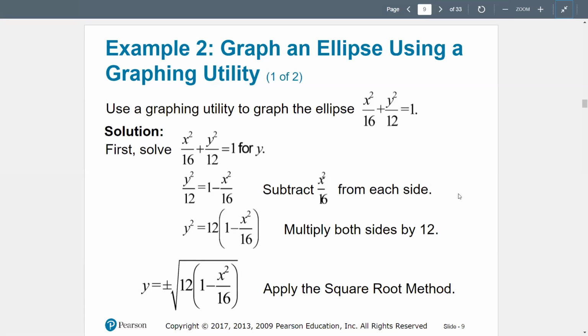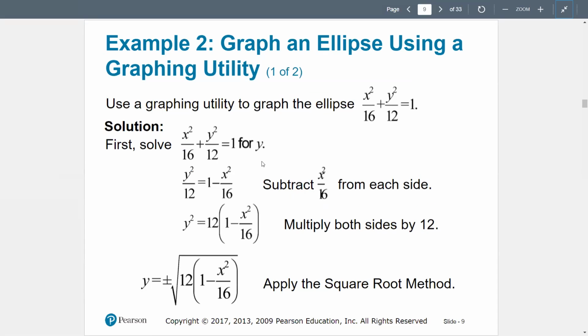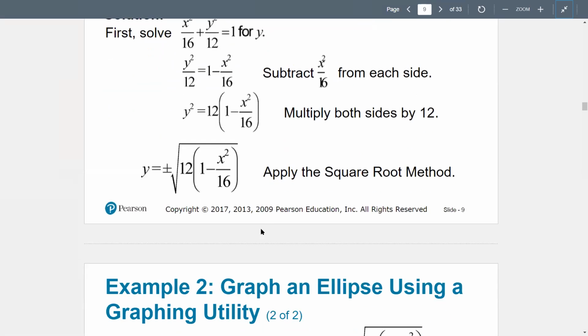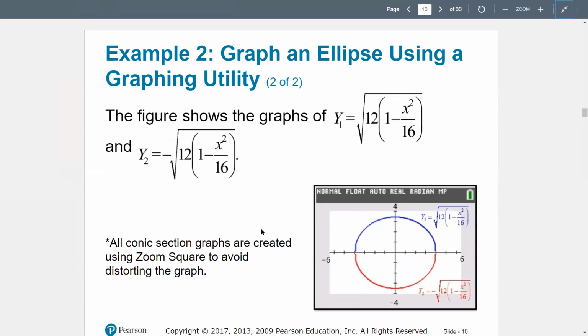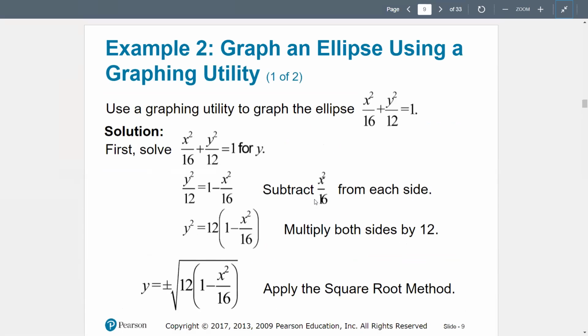Okay, so here it says using a graphing utility. First solve for y. And then here you see we're going to have a square root. So what do you think is going to happen when you plug it into either Desmos or your graphing calculator? What do you think you're going to have to do? So you can see the entire function. You have to make two separate equations, one with negative and the other positive. Exactly.